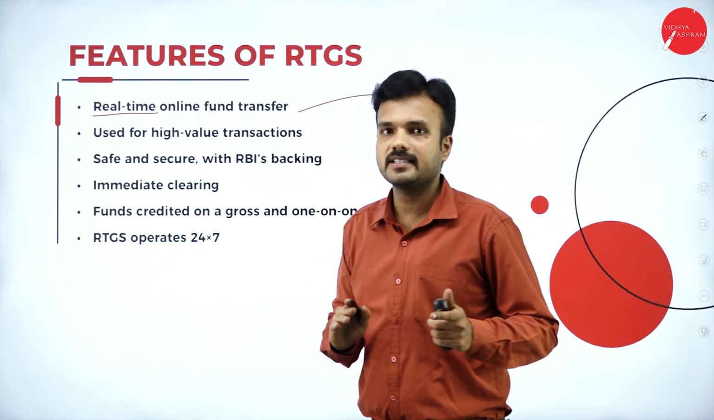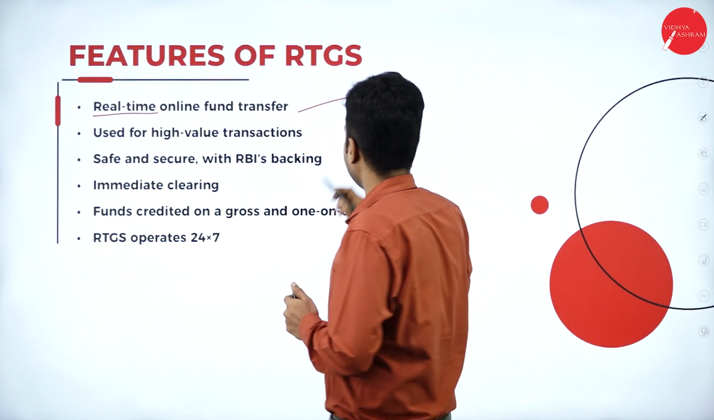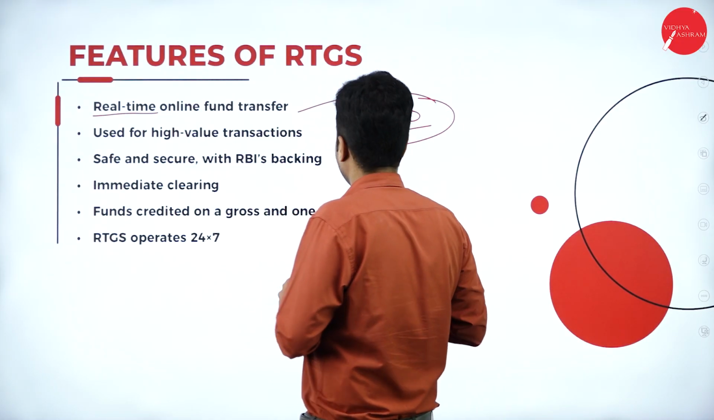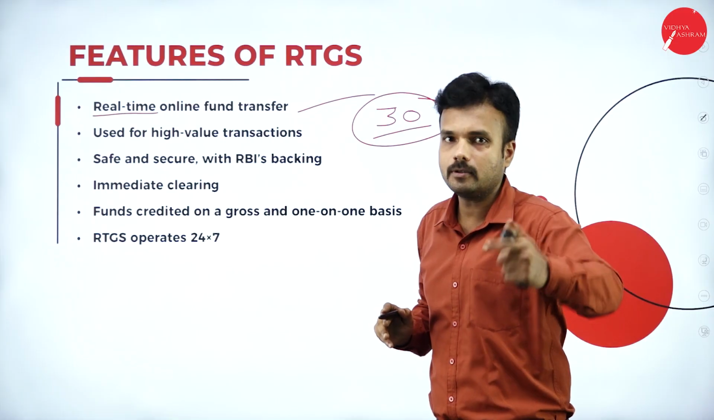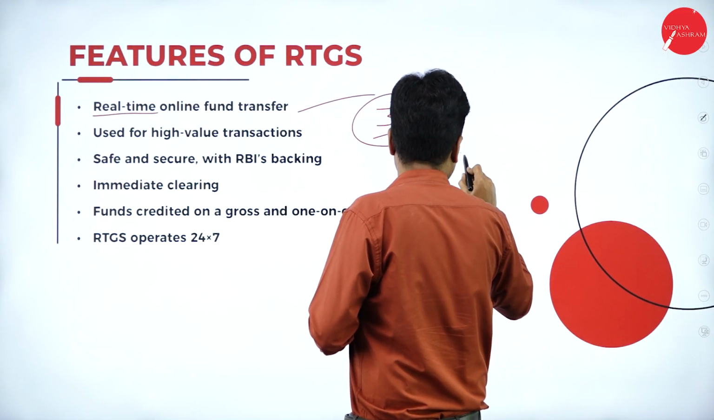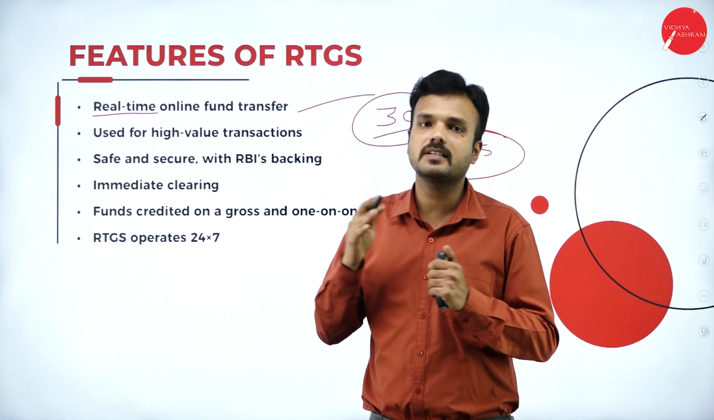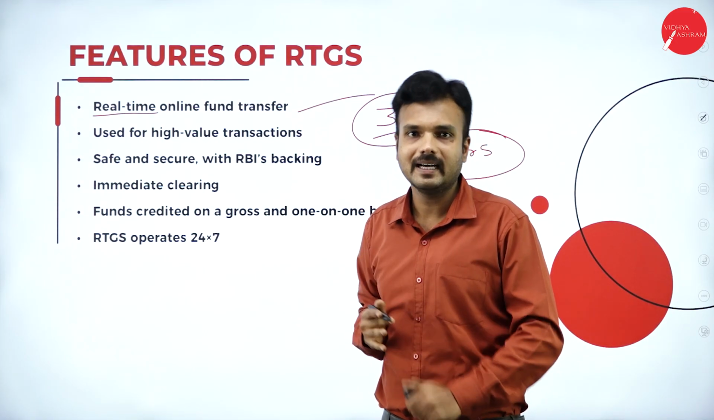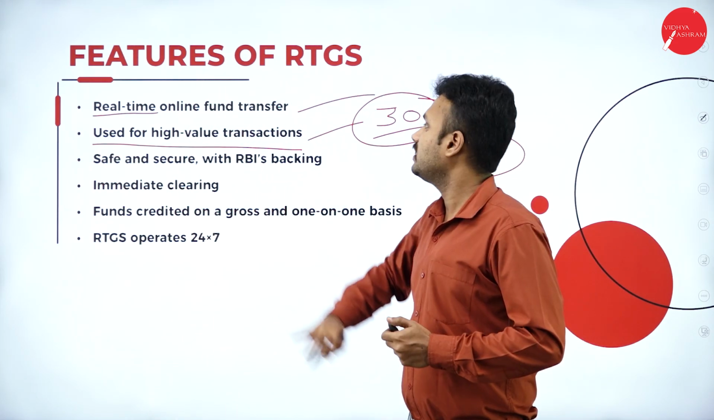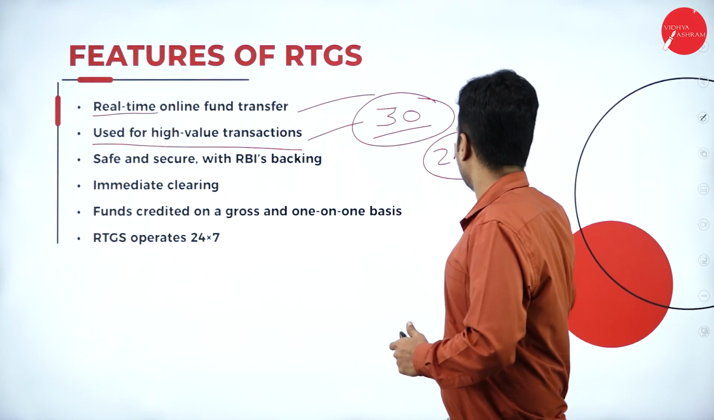Means it does not consume more time like other payment modes. It is going to transfer the fund, as I said, in around 30 minutes from one account to another account, and within 2 hours it is going to send a notification to the sender that the amount has been debited from your account, right? Used for high value transactions. This RTGS is preferred for higher transactions, that is more than 2 lakh rupees.